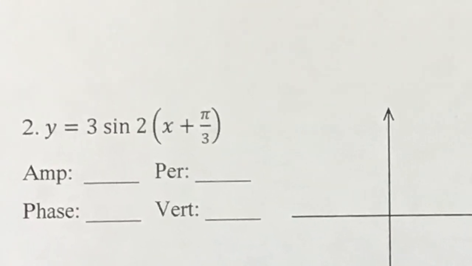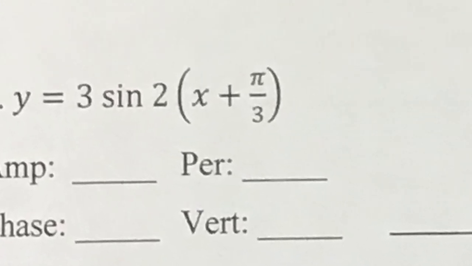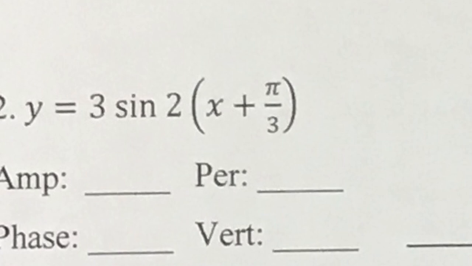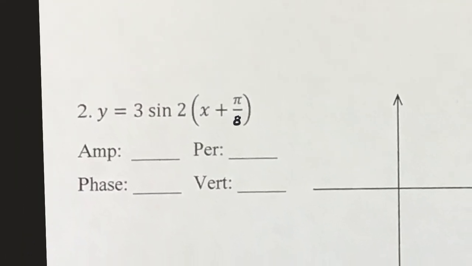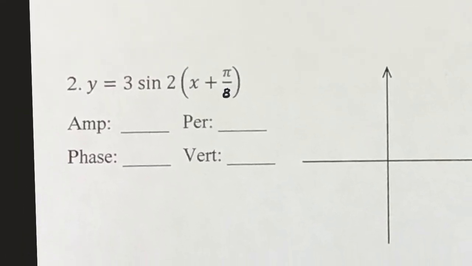I'm going to change this pi over 3 real quick, because I did it before and did not like the way it ended up, to pi over 8. Okay, so we're going to change that problem as it was originally written from pi over 3 to pi over 8, because pi over 3 made some pretty messy things. And since we're learning, I don't want it to be that messy.